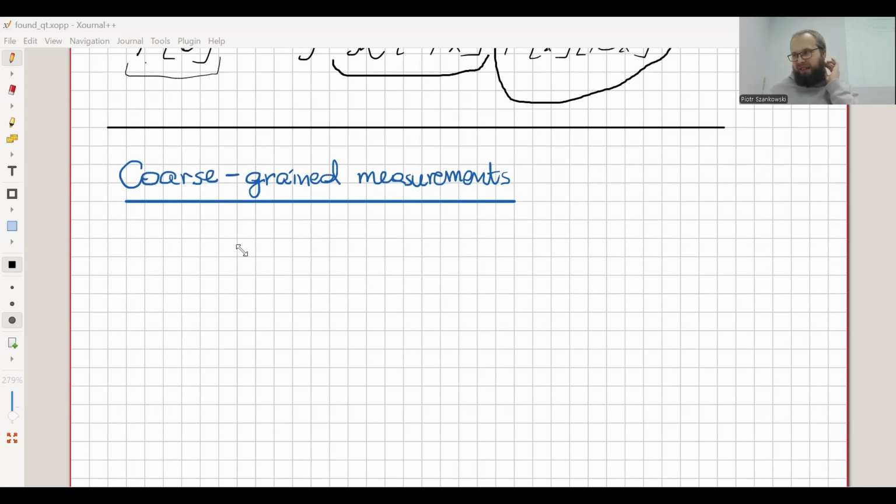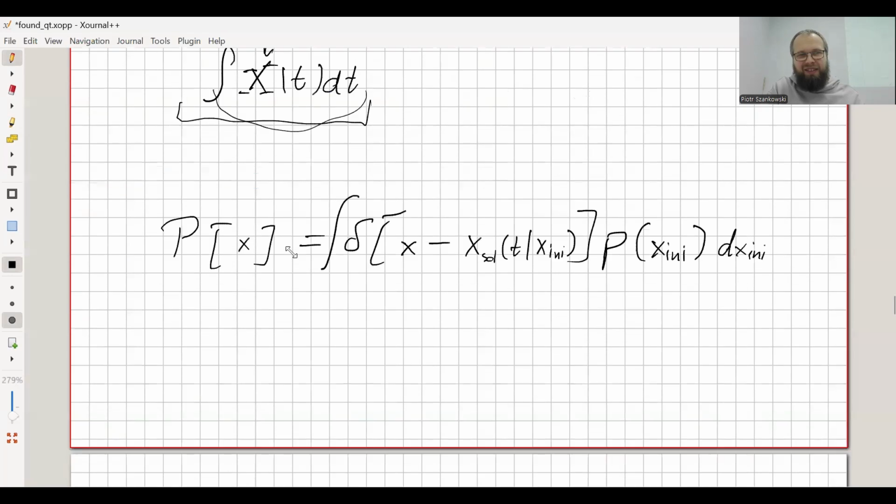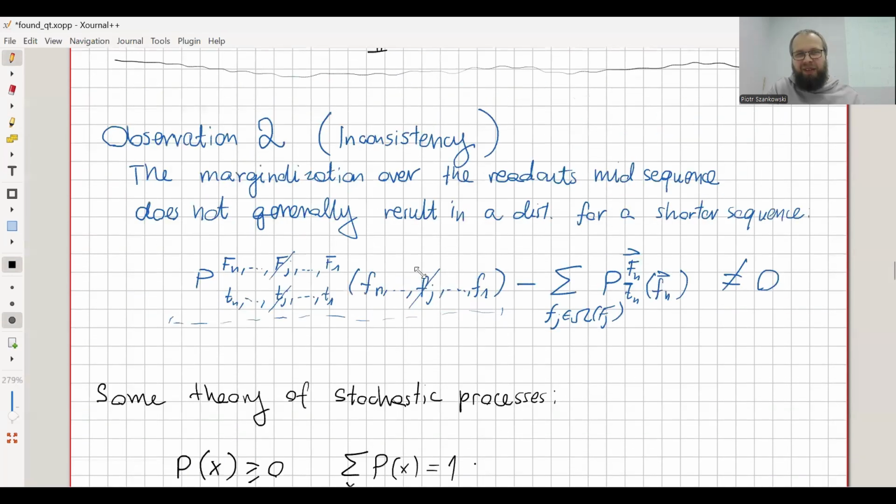One was that the classical theories that we are familiar with are trajectory theories, those that can be reformulated essentially as theories of stochastic processes. And we checked that the theory we are analyzing right now is not one of those, because measurement probabilities are inconsistent. That was observation number 2. Right, it's this observation number 2, that measurements are inconsistent, therefore it cannot be one of those classical theories.